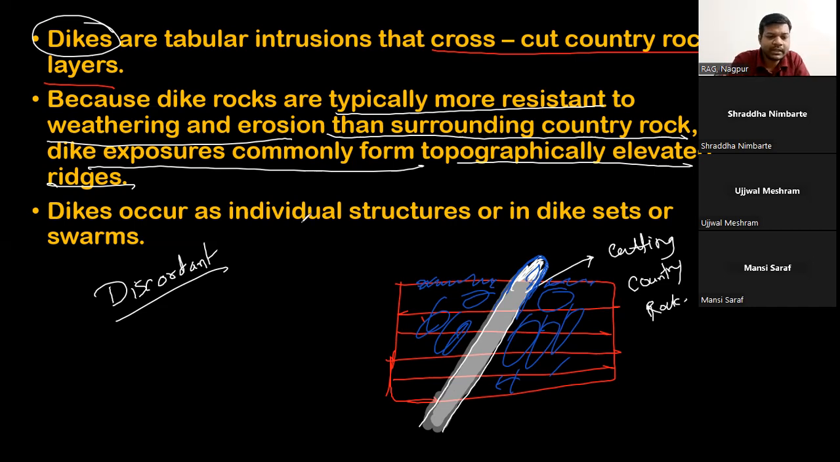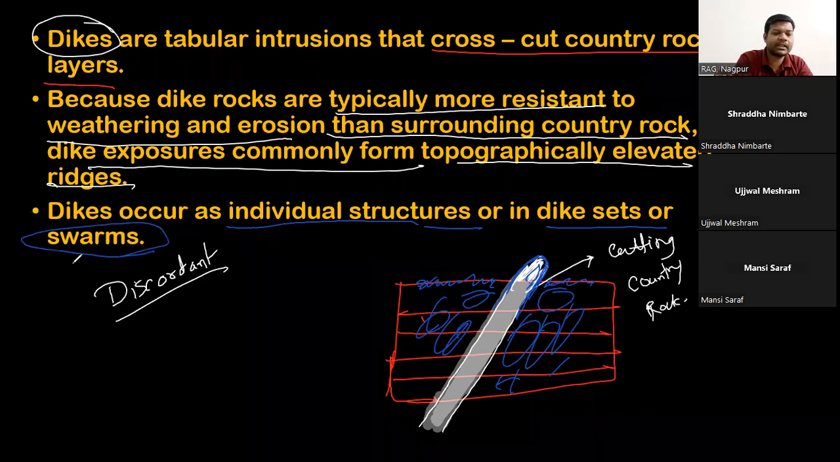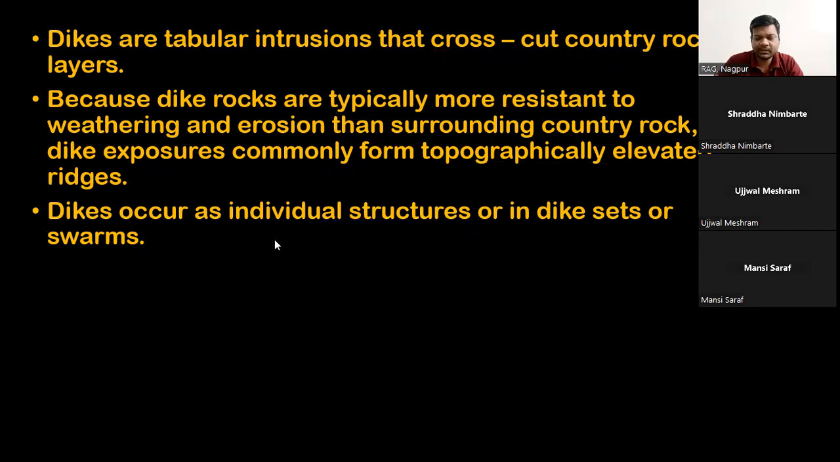Now, dikes occur as individual structures. There can be one dike, or dike sets, that means a complete area of dikes. That is called a dike swarm. A dike swarm is basically a group or set of dikes. So this is it about the sill and dike.